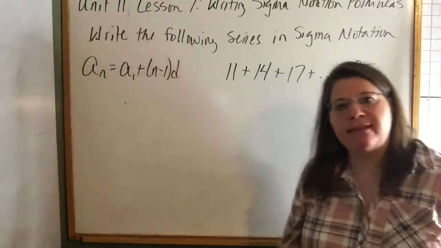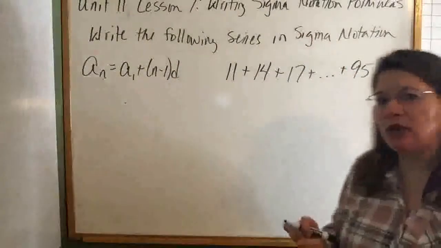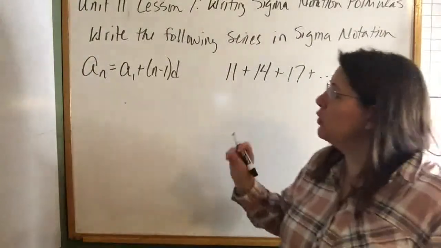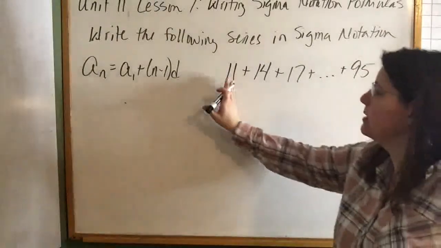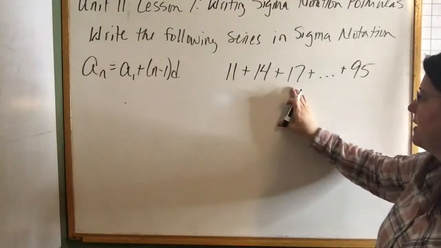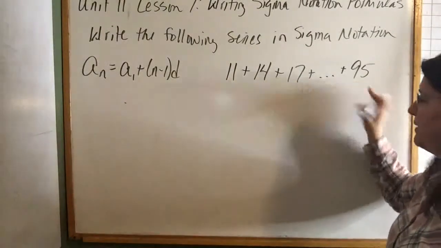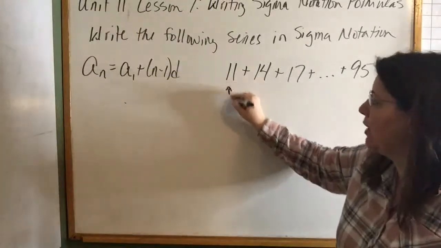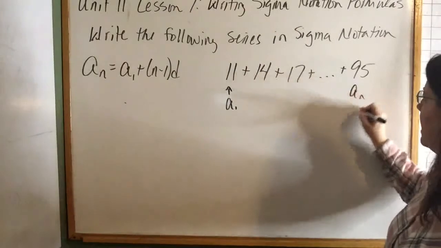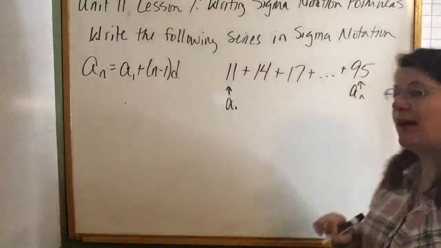This is Unit 11, Lesson 7, Writing Sigma Notation Formulas. And in this section, we're going to kind of go backwards. They're going to give us a series. In this example, they've given us the series 11 plus 14 plus 17 plus ... plus 95. So we know that our first term, a sub 1, is 11. We know that our nth term, a sub n, is 95.